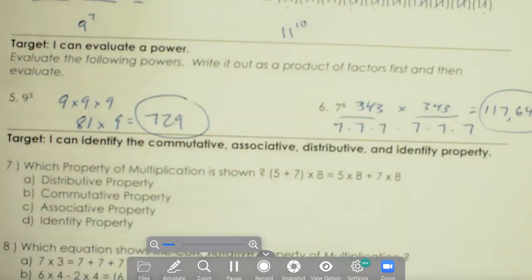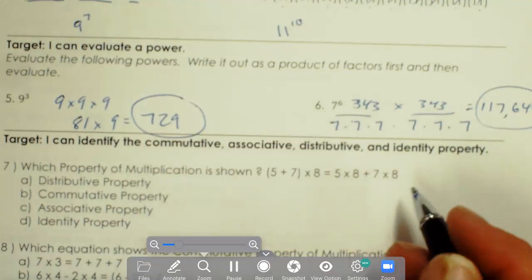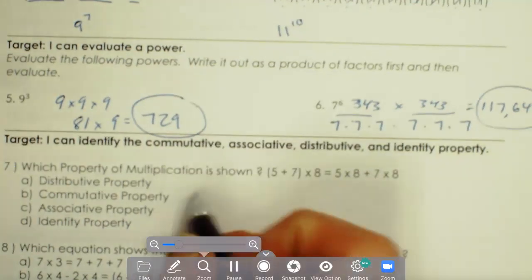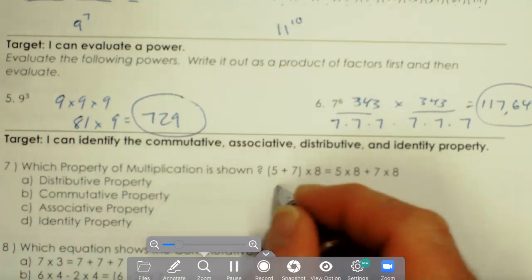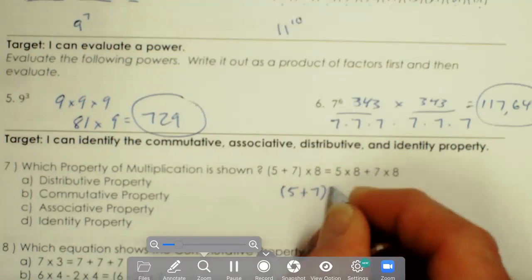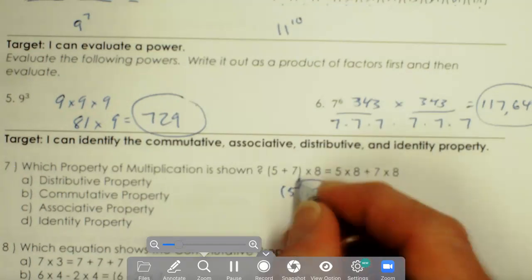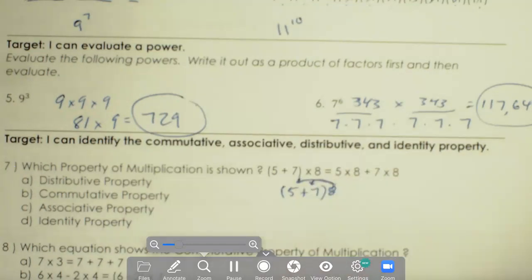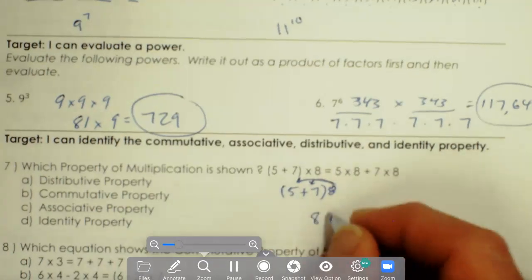All right. Identify the commutative, associative, distributive, and identity property. Which property of multiplication is shown? So this one's a little bit quirky. I'm just going to write it out like this. I bet if you saw that, you might realize that you can just distribute this. Another way I would write this, probably just to make my life a little bit simpler, is I'd put the 8 out front.